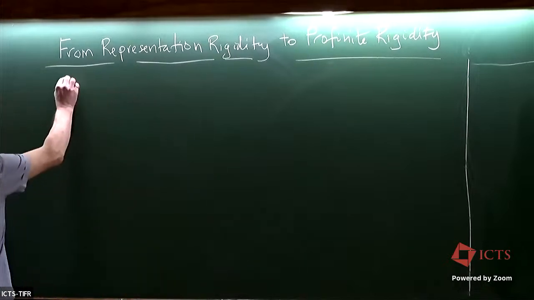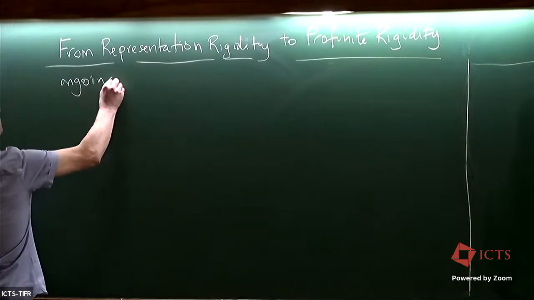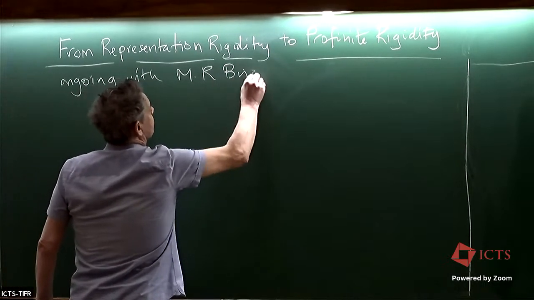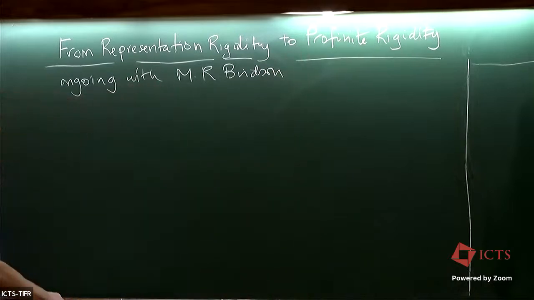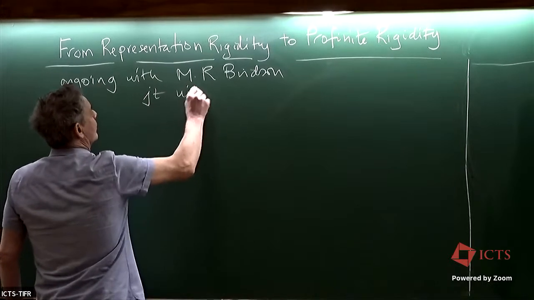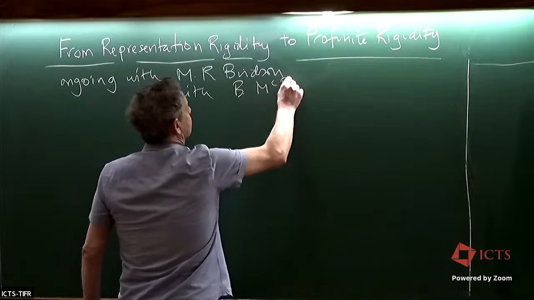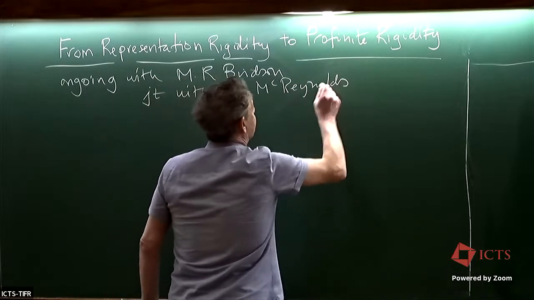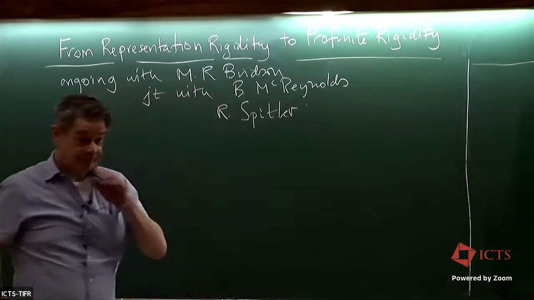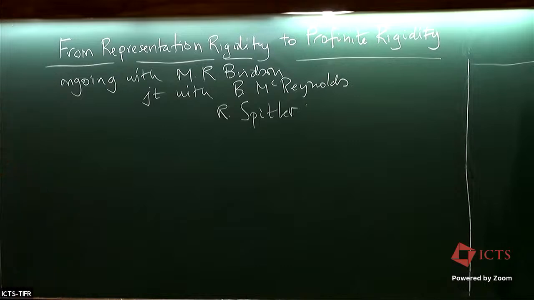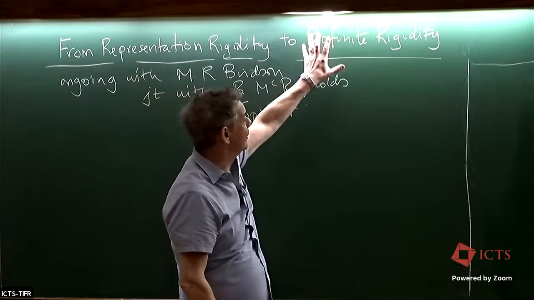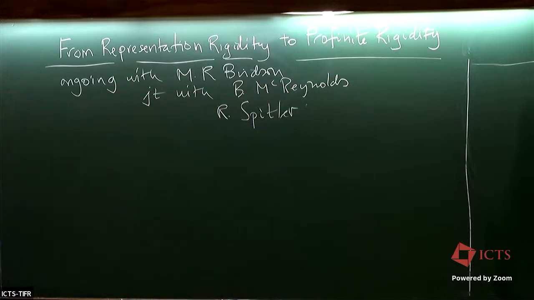So this is ongoing work with Martin Bridson. We've been working on this for quite some time now, and the stuff I'm going to talk about today is also joint, some of it, with Ben McReynolds and also with Wayne Spitzler. So I'm going to start by talking about why we're really interested in this notion of representation rigidity and the application of it to profinite rigidity.